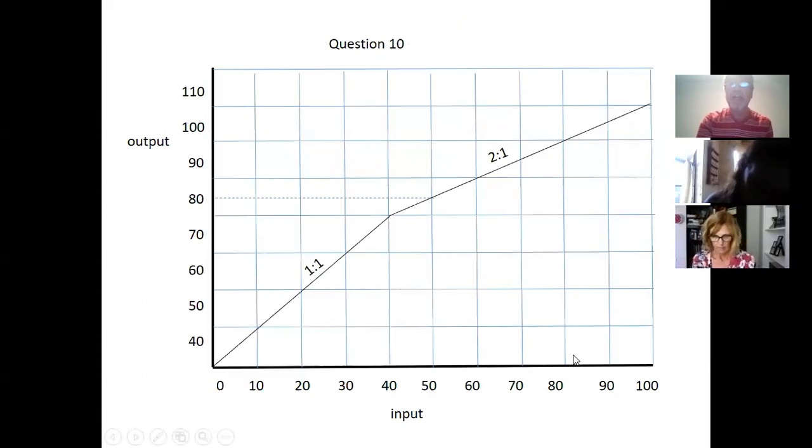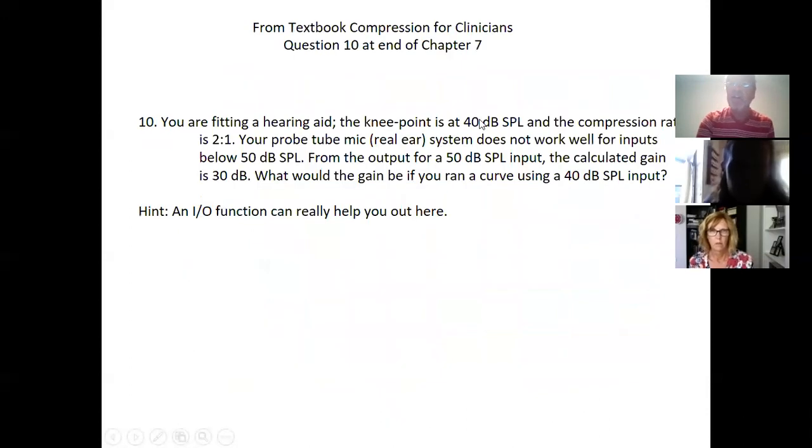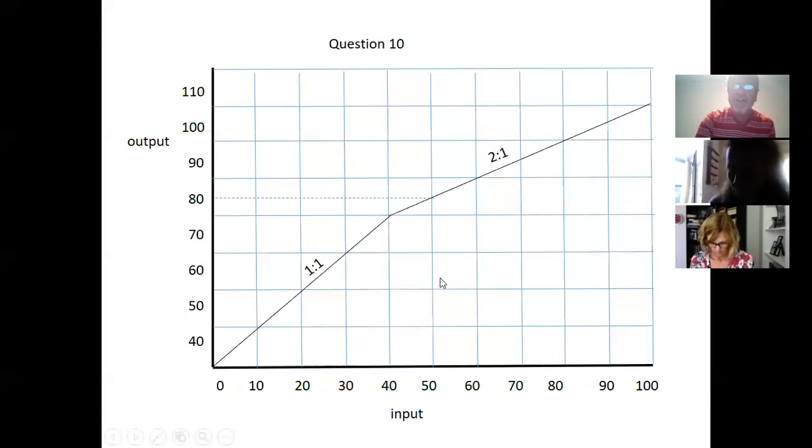We know that 50 in is 80 out. Look at here, follow my cursor. 50 in is 80 out. And then what did we say? The knee point is at 40. So if 50 in is 80.